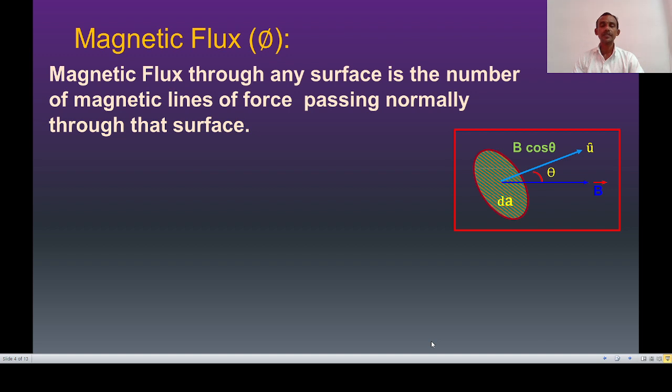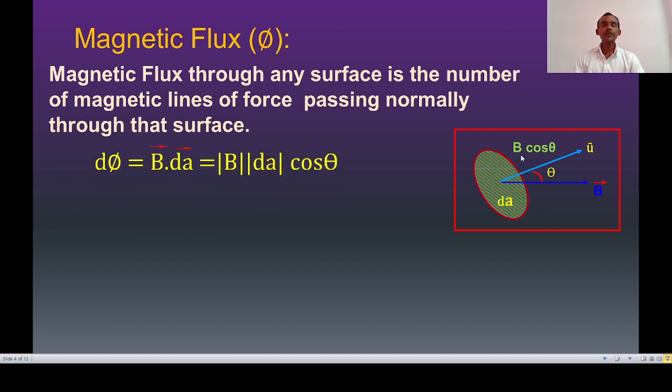Now, consider a small surface area dA placed in a magnetic field B bar, which makes an angle theta with an area vector. This area vector is considered normal to this surface. It is in the direction of U cap. Therefore, we can consider the component of the magnetic field in the direction of U cap as B cos theta.